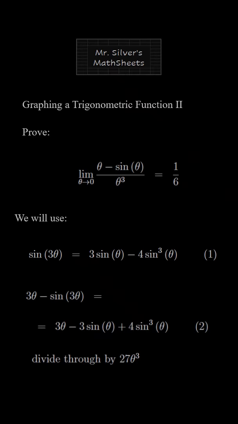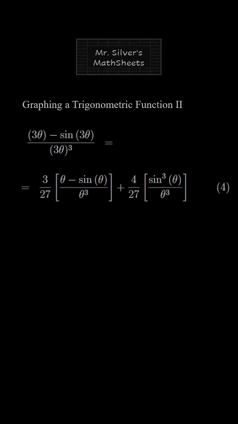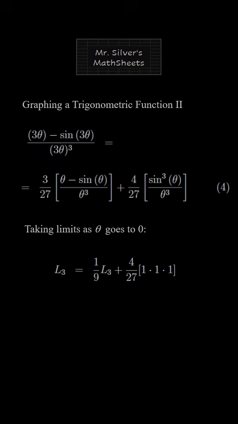And we're going to create something that looks like the limit in 3 theta on the left-hand side. And on the right-hand side, we have 1/9 of that same limit plus 4/7 times sine theta cubed over theta cubed. We can take limits, assuming those limits exist, and then evaluate the limit as 1/6.